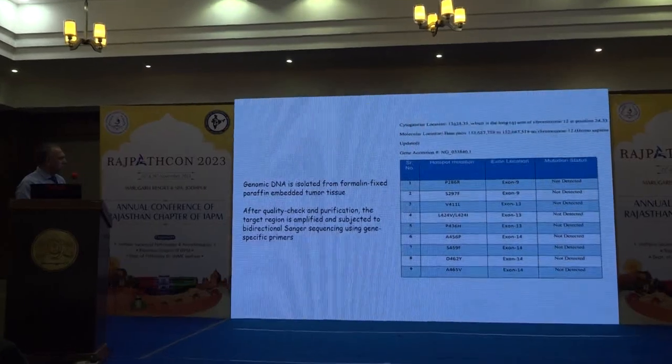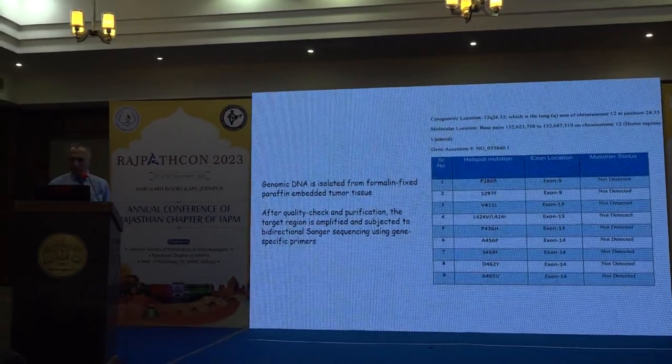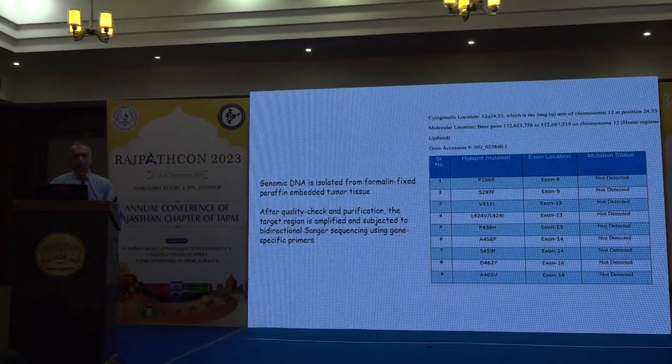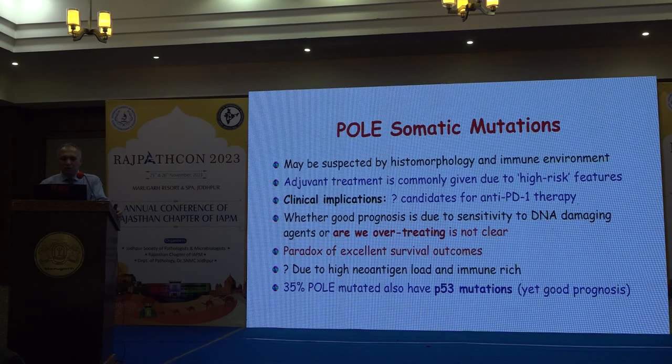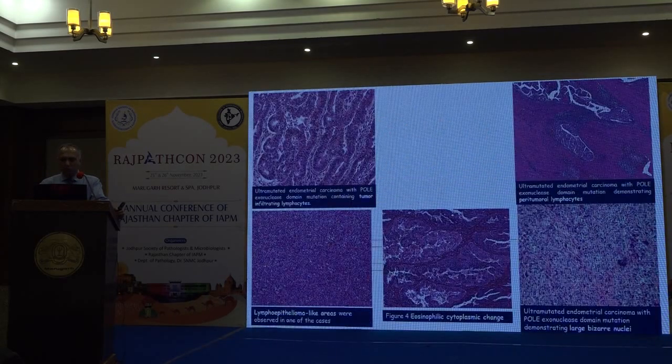You can get it done for less than 10,000 rupees. So you can do this test either by sequencing, by NGS, or by Sanger sequencing. There's as yet no IHC marker for polymutation testing. What it can do is help us in de-escalating therapy, and there is this paradox of excellent survival outcome despite the high-grade morphology which these tumors have.